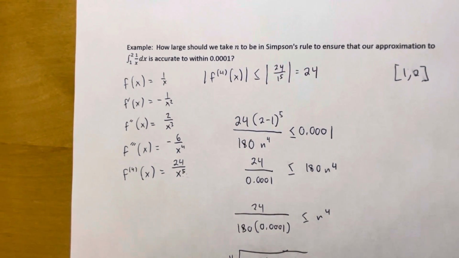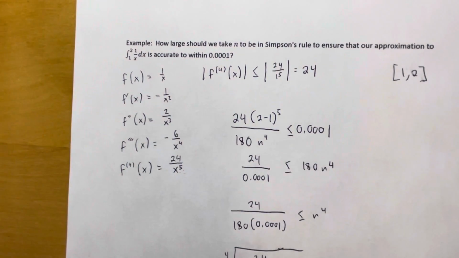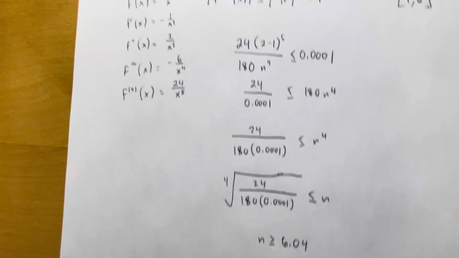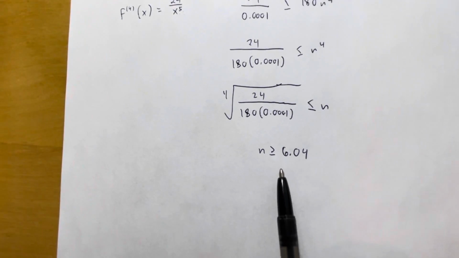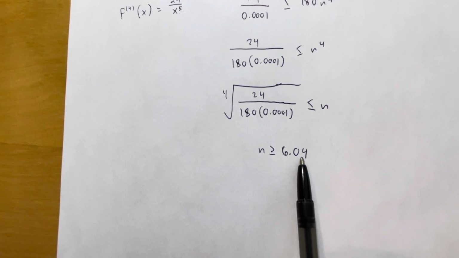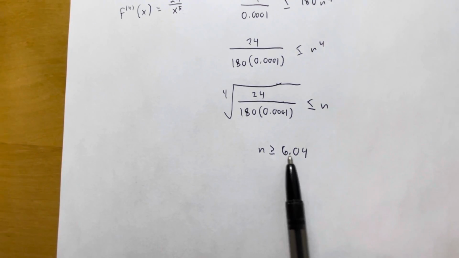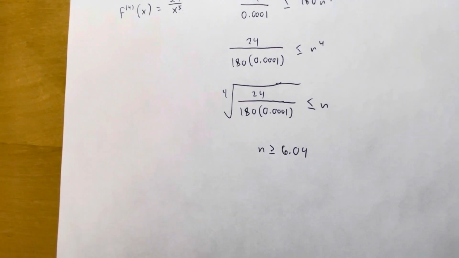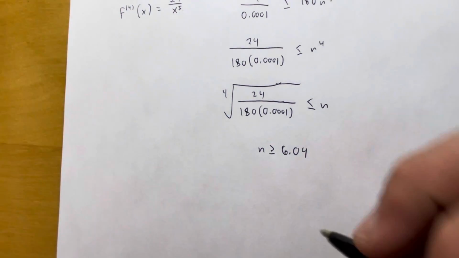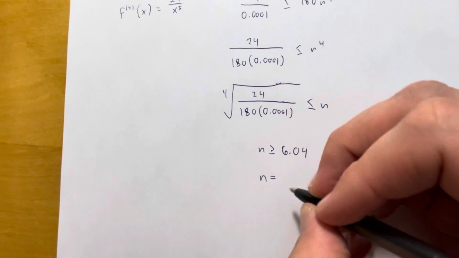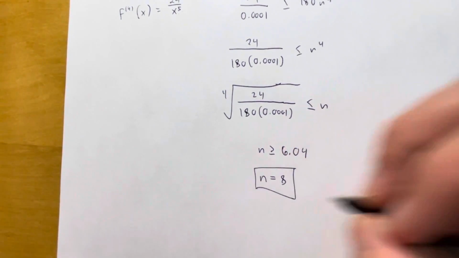So we need n to be larger than this because this is not an integer. We need a whole number here. So the next whole number is 7, but I can't use 7 because Simpson's rule requires even numbers. So really the next best value for n would be 8.